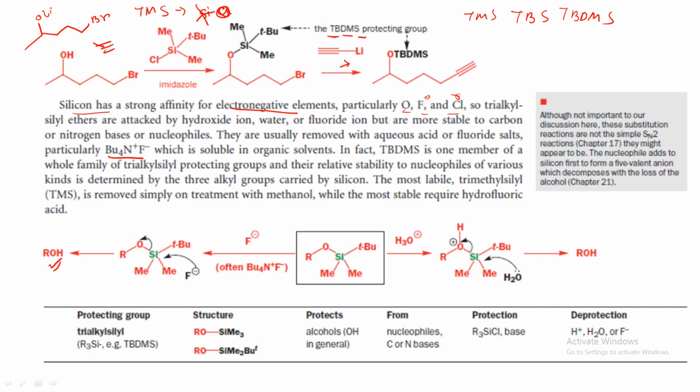You can see in the presence of acid also we can easily deprotect, because after protonation it can become a good leaving group, and H2O can again attack silicon, so the alcohol can be regenerated. With methanol also sometimes deprotection happens. So that's all about silicon based protection groups. Here you can see the deprotection happens with H plus, H2O, and of course F minus.